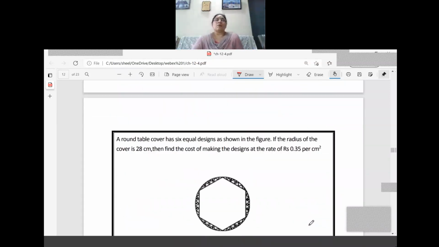Okay. A round table cover has six equal designs as shown in the figure. If the radius of the cover is 28 centimeter, find the cost of making designs at the rate of 0.35. A round table cover has six equal designs. Designs is given here, that is only the designs. Now what is given is the radius, radius equal to 28 centimeter. What is the cost of making the designs at the rate of 0.35 per centimeter square only.